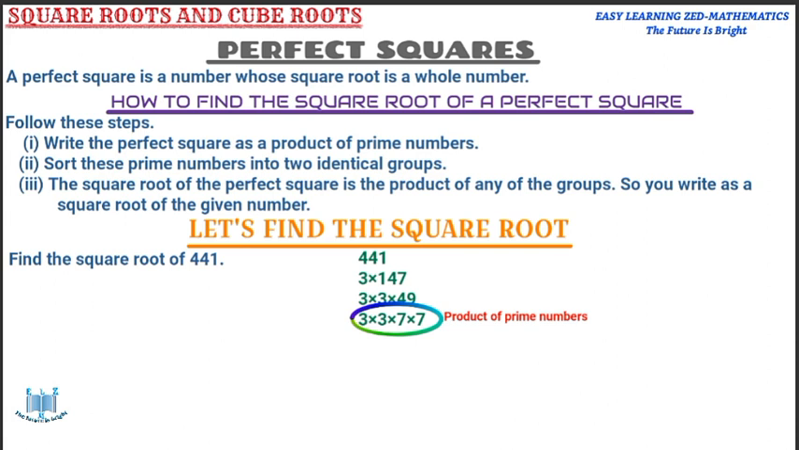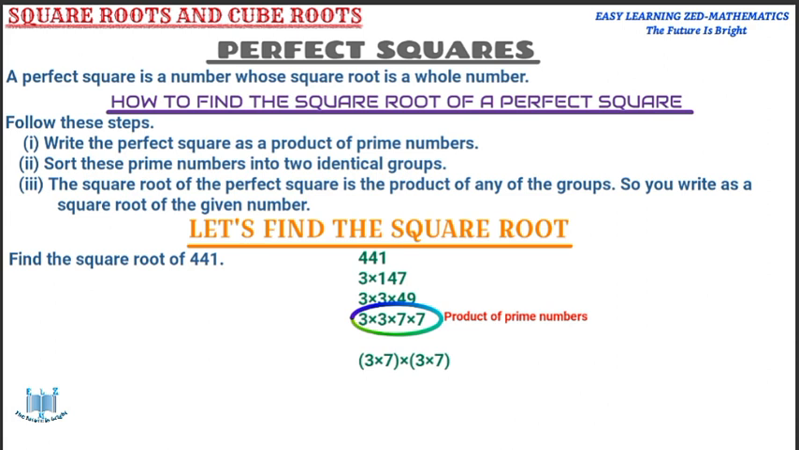So since we are looking for a square root, we are going to group these 4 prime numbers, which are 3, 3, 7, 7, into identical groups, or groups that can give us the same product when we multiply the numbers in the groups. So we are going to put these numbers in pairs to form 2 groups. So to do that, we're going to put 3 and 1 7 in one group, and another 3 with another 7 in another group. So what I mean is we are going to write it like this.